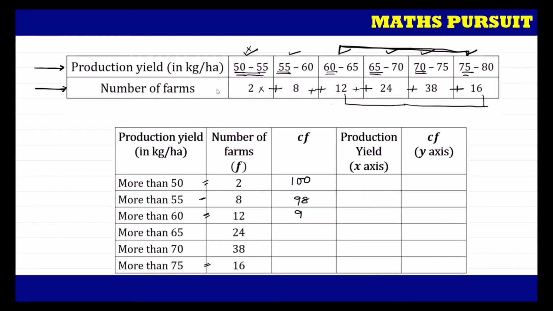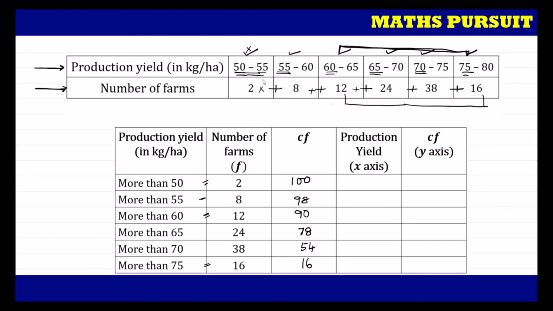The other way to calculate this is: the first number is 100. So 100 minus 2 is 98. 98 minus 8 is 90. 90 minus 12 is 78. 78 minus 24 is 54. 54 minus 38 is 16. So these are the items we got for the cumulative frequency.